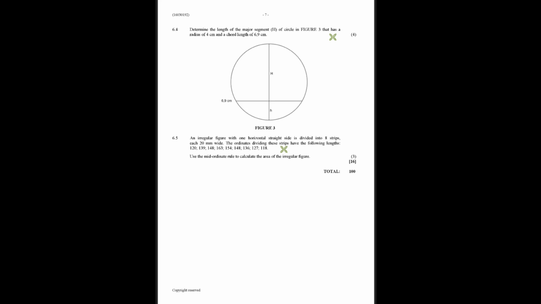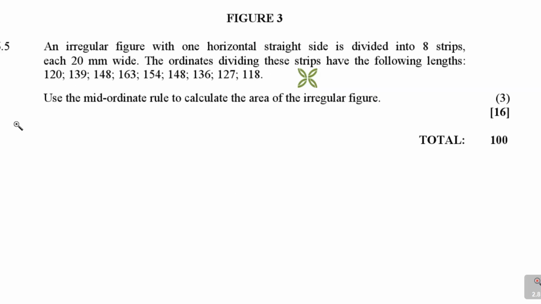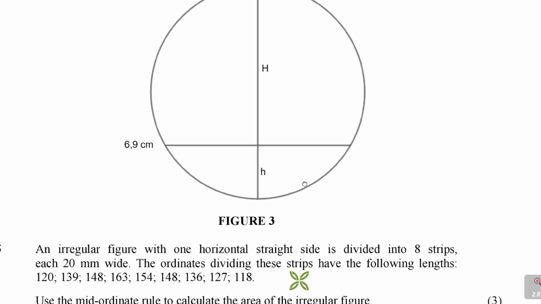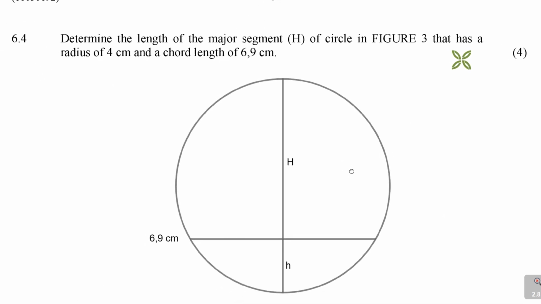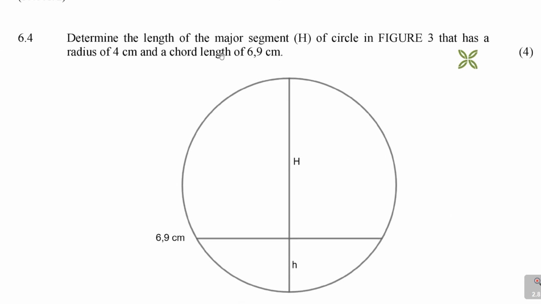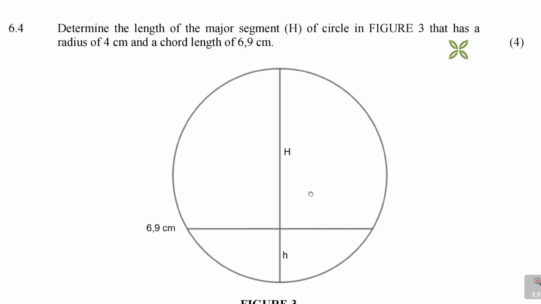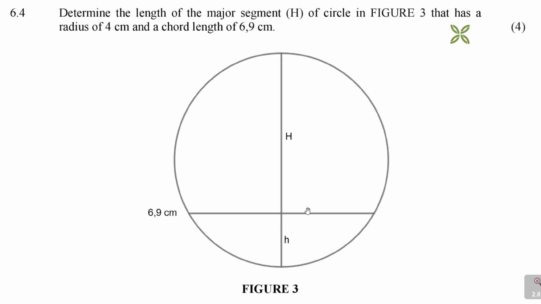And then the other one, this now kind of wraps it up. It's question 6.4. The length of a major segment is this of a circle. Figure 3 has a radius of this and the chord length is that. So determine the length of a major segment edge of a circle in figure 3 that has a radius of this and the chord length of that. What do you say, guys, of this one? Yes, we can do it. We can do it. All right.